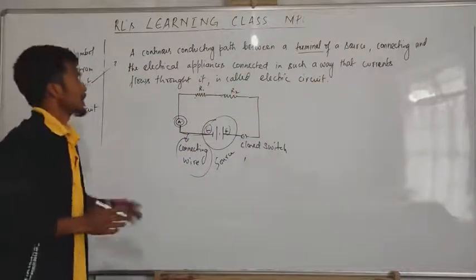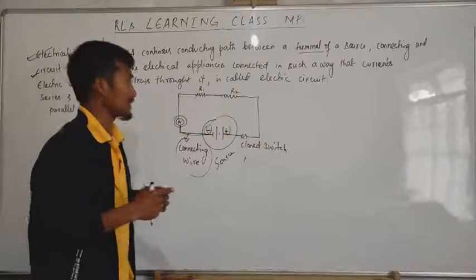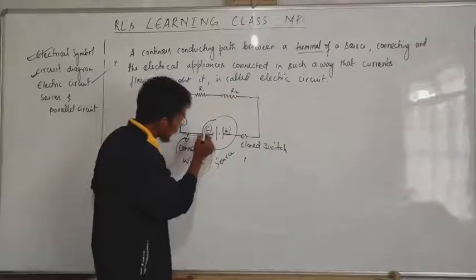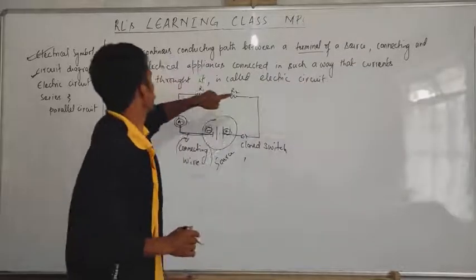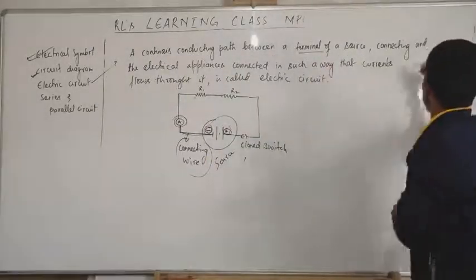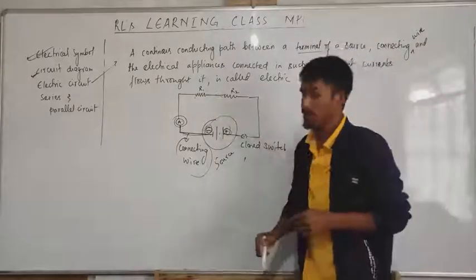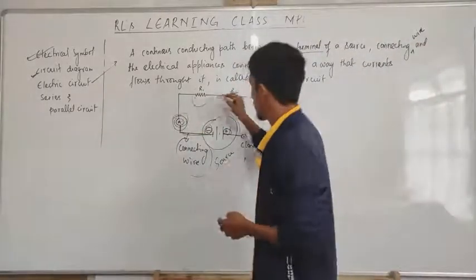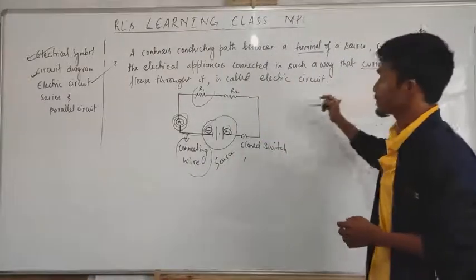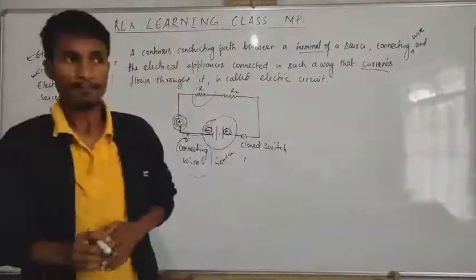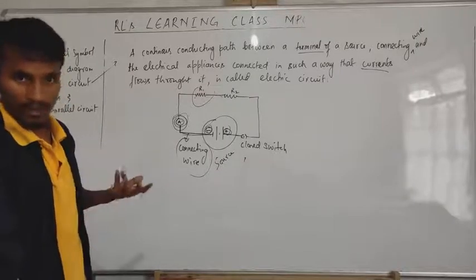Now, what's an electric circuit? A continuous conducting path means the path where current can pass through continuously between the negative and positive terminal of a source, connecting wire and the electrical appliances. Electrical appliances mean ammeter, voltmeter, resistor, so many types of electrical appliances connected in such a way that the current can pass through it. If the current can pass through, then what's the use of an electric circuit? We need a current to pass.